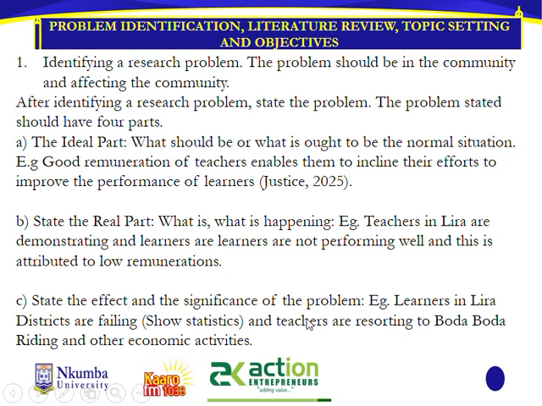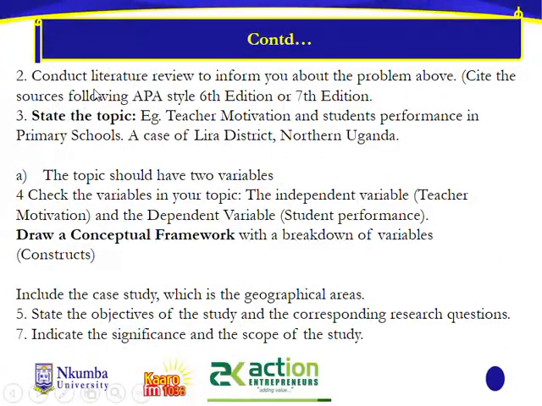Now this is the first part. If you are to undertake a research process, the first thing is identifying the problem, which we call problem identification. After identifying the problem, we can review literature about that problem. Literature is reviewed with a purpose.